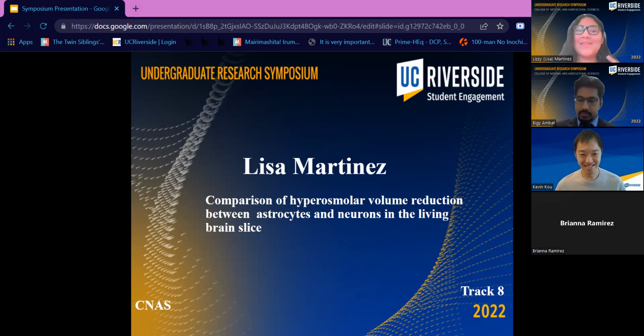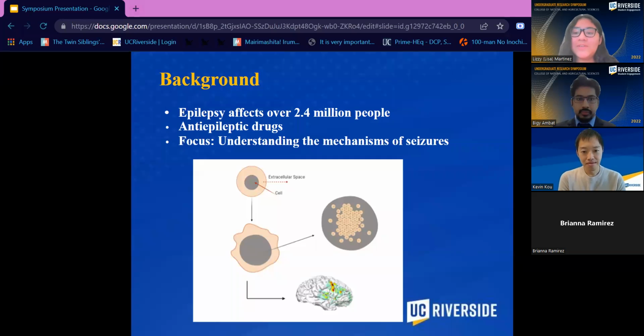So my name is Lisa Martinez, but I go by Lizzie, and my title is Comparison of Hyperosmolar Volume Reduction between Astrocytes and Neurons in a Living Brain Slice. To give some background, I will be focusing more on epilepsy on a cellular level. As we all know, or you may not know, epilepsy affects over 2.4 million people.